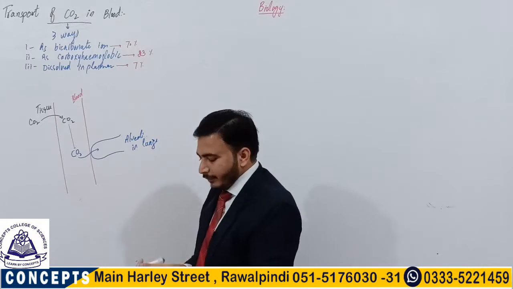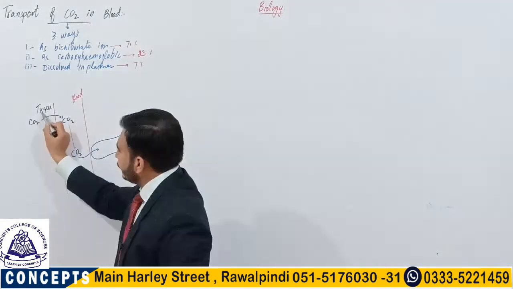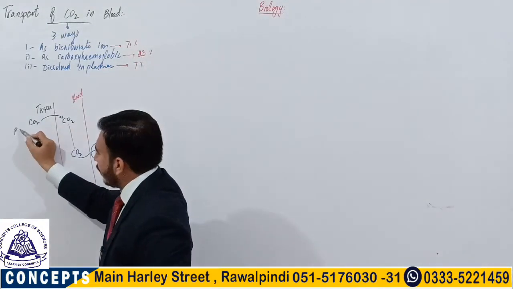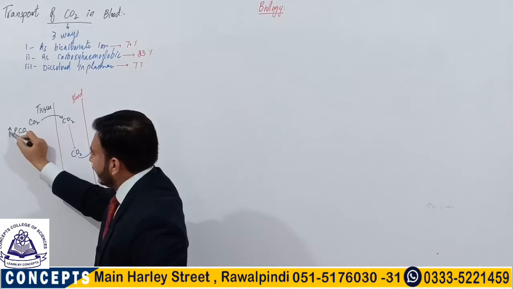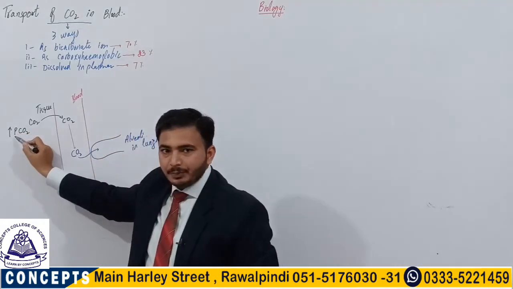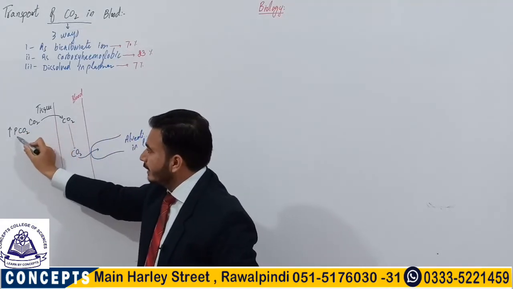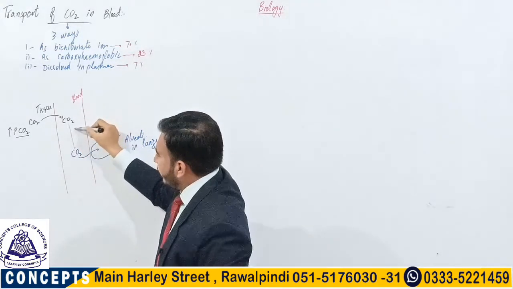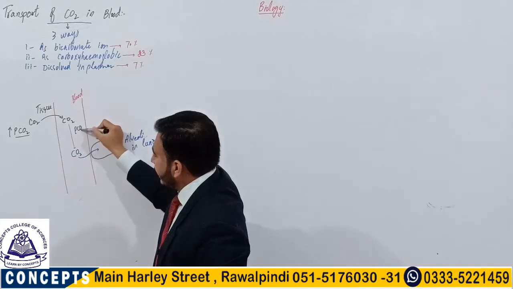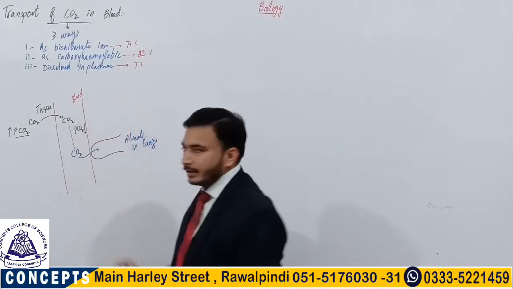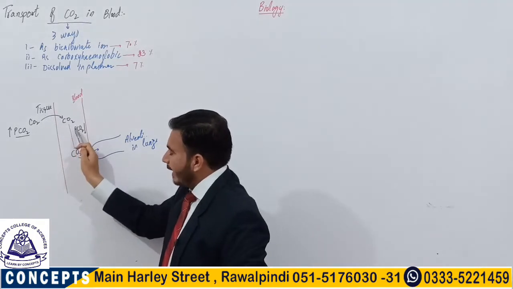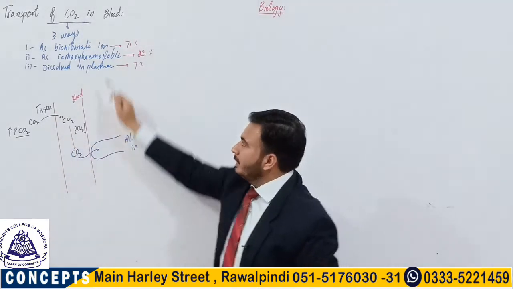So the question is, why does carbon dioxide diffuse from tissue into blood? There is a difference of partial pressure. P stands for partial pressure, and the arrow up shows that there is high partial pressure of carbon dioxide in tissue, and low partial pressure of carbon dioxide in blood. As a result, carbon dioxide diffuses from tissue to blood and moves in these forms.